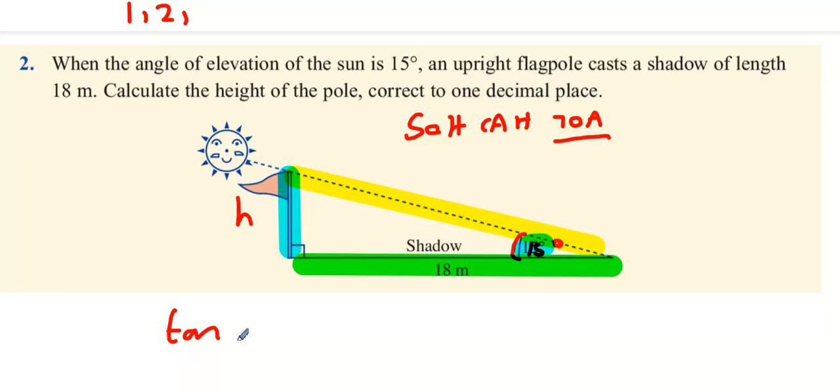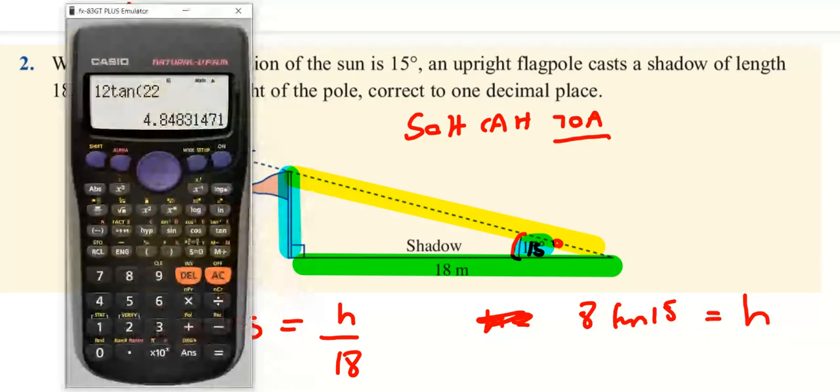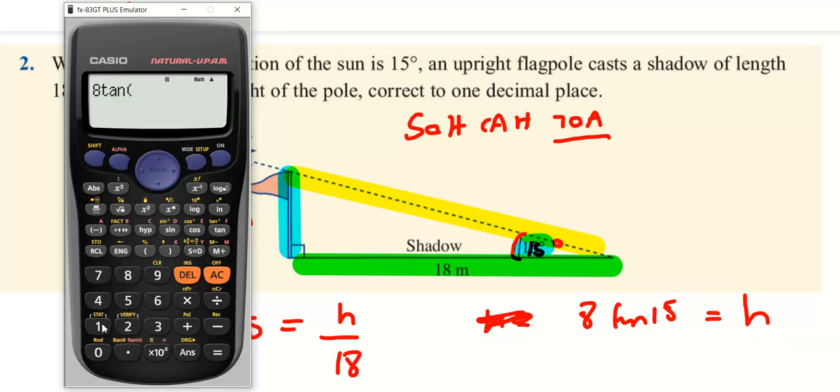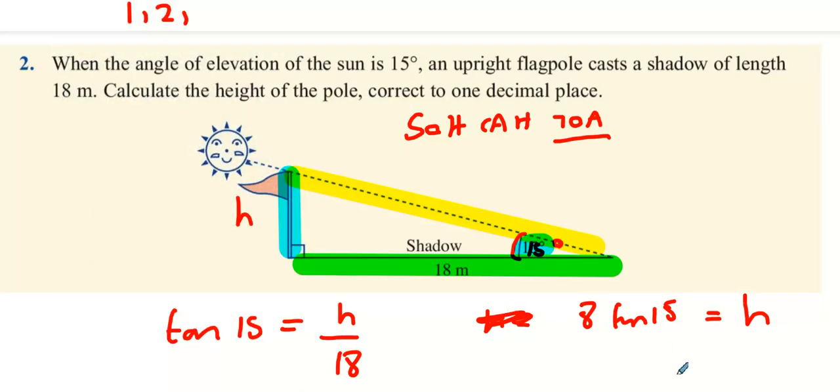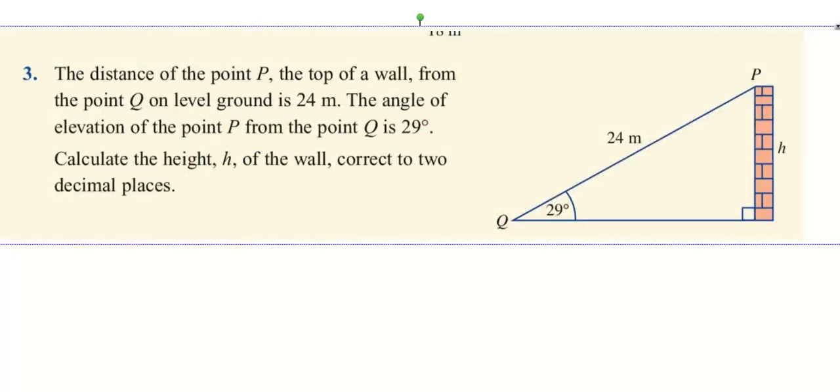Tan, what angle are we talking about? Tan 15 degrees equals the height of your flagpole, which is the opposite, divided by your adjacent. Once again, the 18 is division on the right, so it becomes multiplication on the left. So it's going to be 18 tan 15 equals H. Put it into the calculator, 18 tan 15, and what we get there is 4.82. So our height to one decimal place is going to be 4.8. The height of that flagpole is 4.8 meters. Okay, now we're on to question 3.